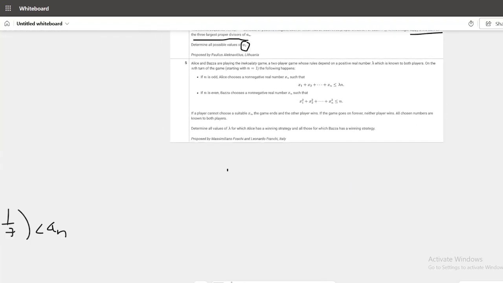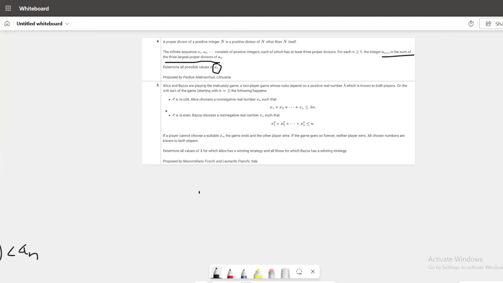Now, about the second problem. It's an inequality game where Alice and Bob are playing.